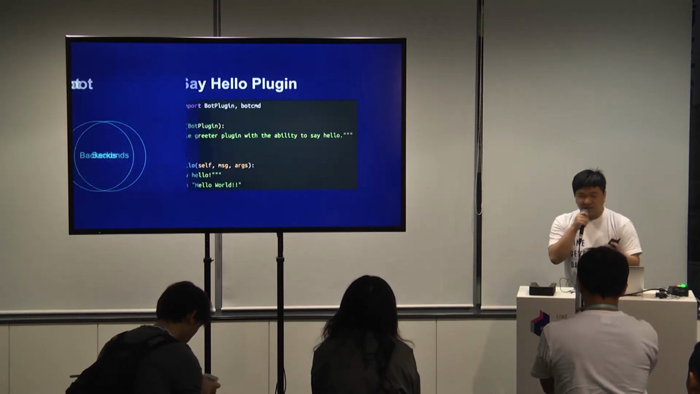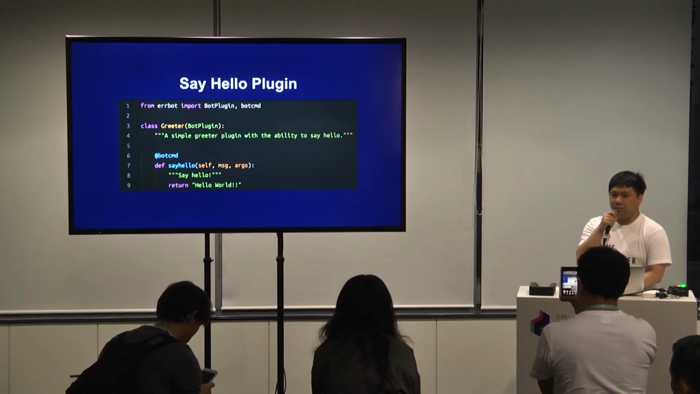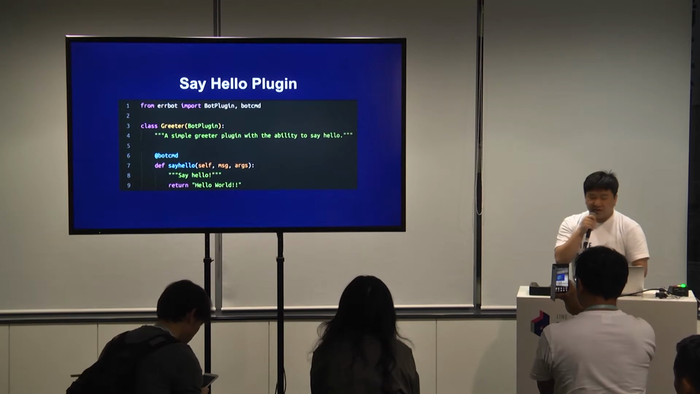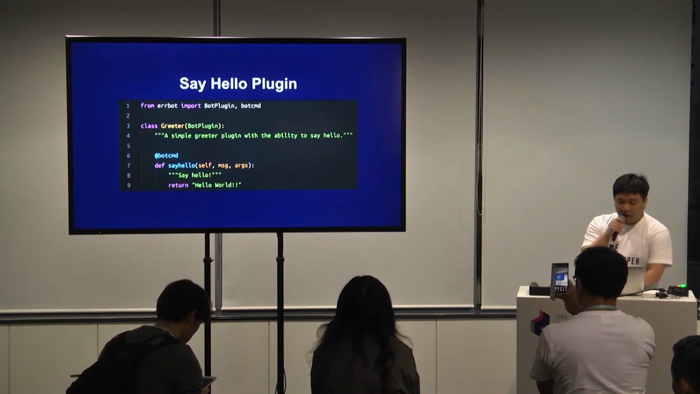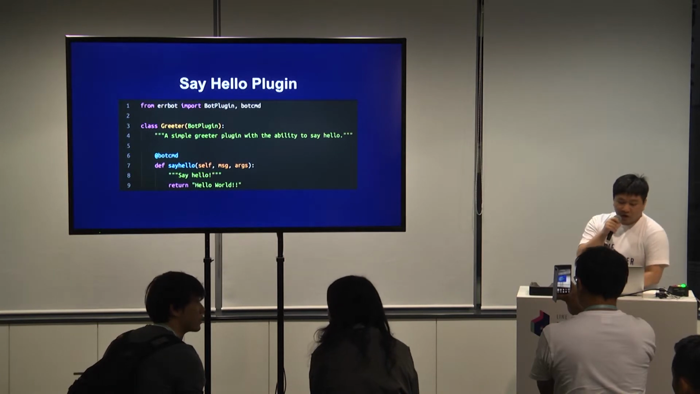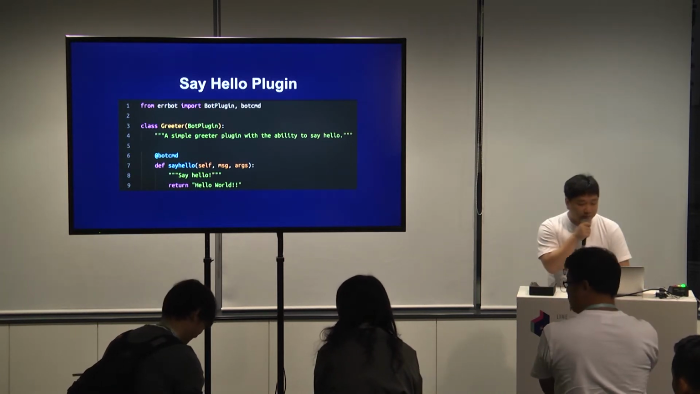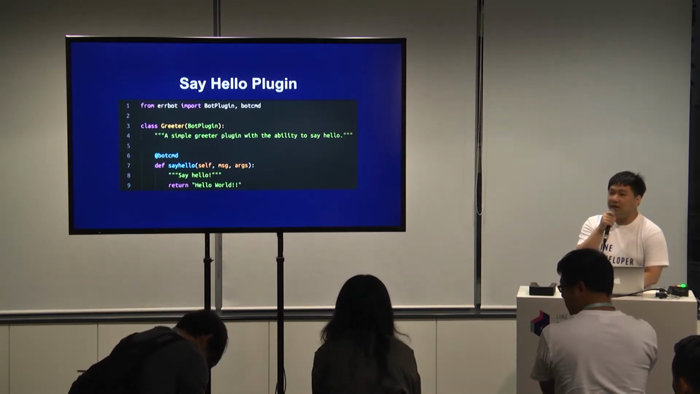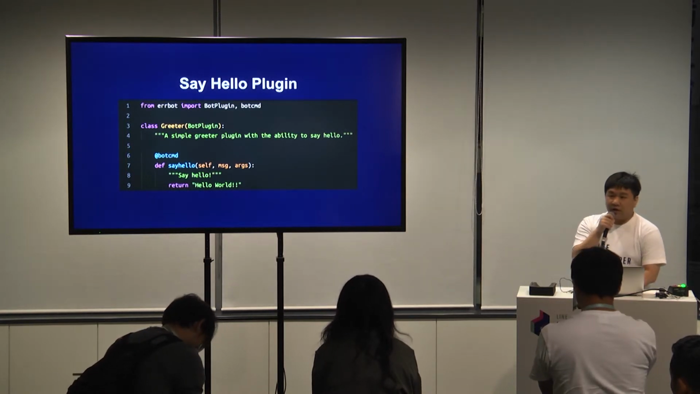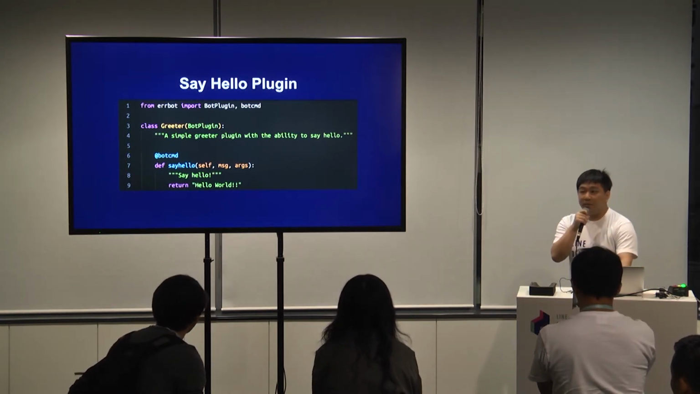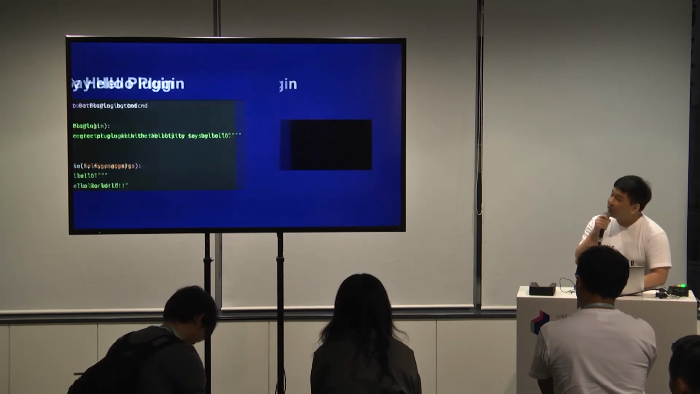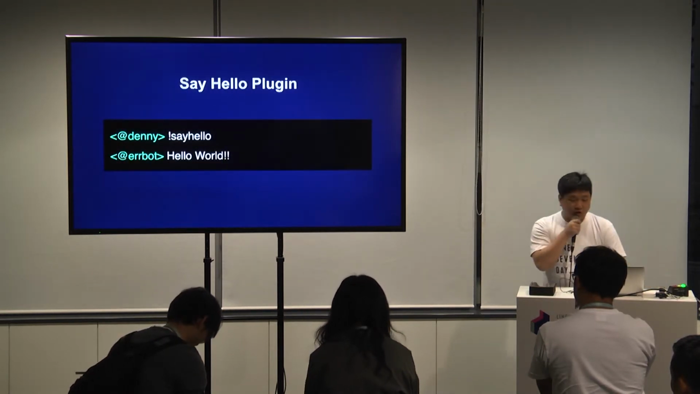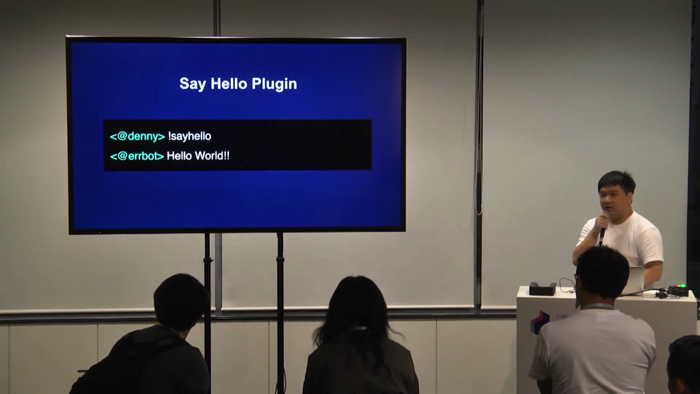Okay, so next, let's talk about how you can write plugins. This is a super easy example of a little plugin that just adds a new command called say hello. You just add the botcmd decorator to the method, and it'll turn the method into a bot command like this. So you just say hello and it answers.